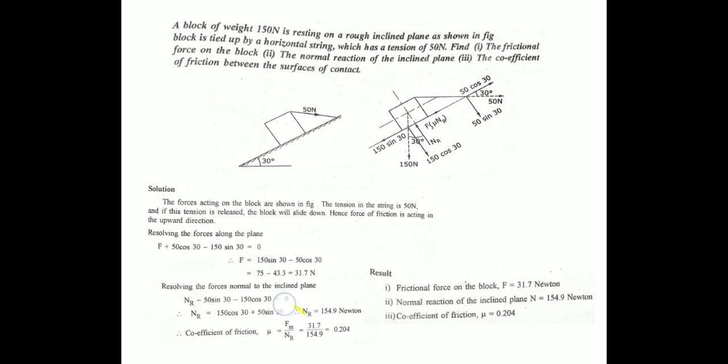By resolving, we can find the coefficient of friction, that is mu is equal to Fm by Nr. Find Fm and Nr by resolving. By resolving the horizontal plane, we get F as 31.7 Newton. By resolving the vertical force, that is sigma V equal to 0, we can find the normal reaction Nr equal to 154.9 Newton. So substitute in the coefficient equation, that is mu equal to Fm by Nr. Therefore coefficient of friction is 0.204.